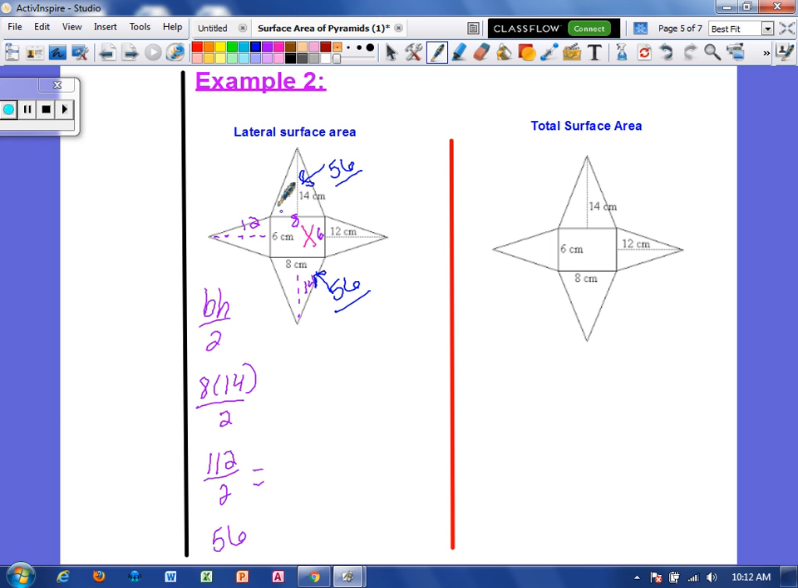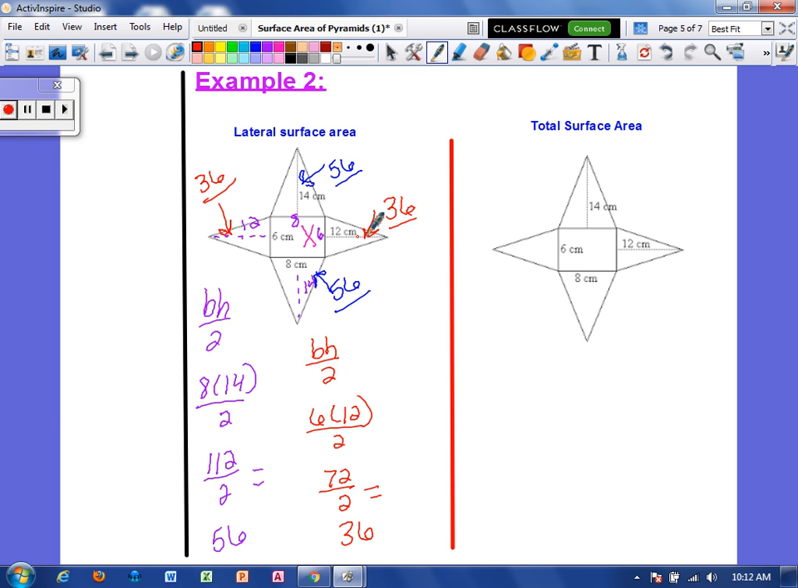Now, this triangle has different dimensions, so I need to find the area of that one. So again, we've got base times height divided by 2. So it's got a base of 6 and a height of 12. So 6 times 12 divided by 2, and that would be 72 divided by 2, which equals 36. So the area of this would be 36, and this is the exact same triangle, so we know it's going to be 36 centimeters squared.